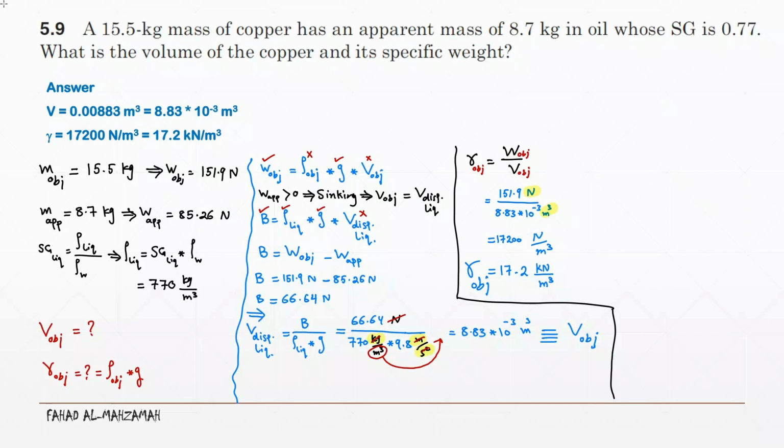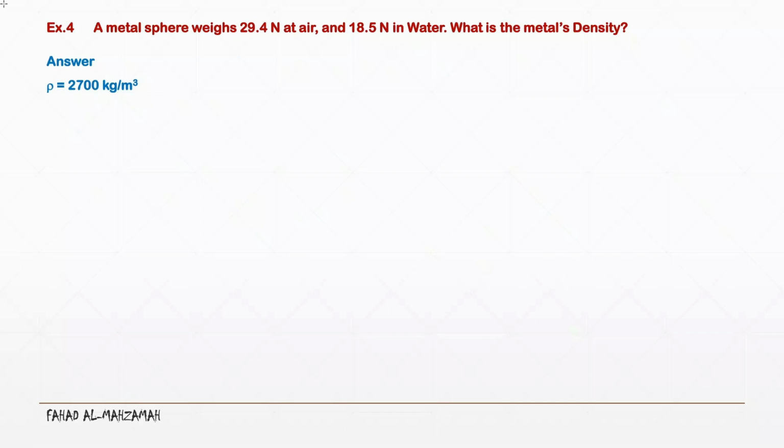Now the next question, again, try to solve it. He gave you the weight of the object. A metal sphere weighs 29.4 Newton in air, so it's the weight of the object, and 18.5 Newton in water, so this one is the apparent weight. What will be the metal's density? I mean, the density of the object. Okay, so that's all about buoyancy.